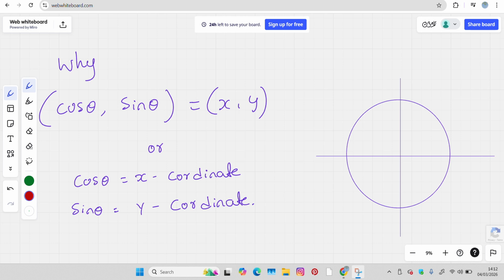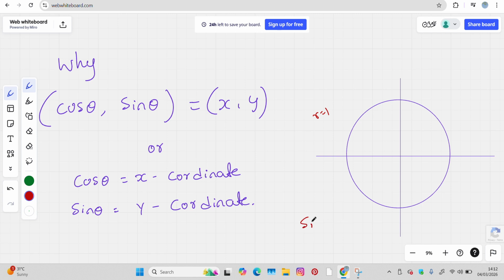So why do they say the cos theta value equals the x coordinate value and the sine theta is the y coordinate value? We know the concept, but a little bit of clarification will give you a clear idea of what it is. So we have a unit circle, obviously with a radius of 1. Carefully observe one thing.